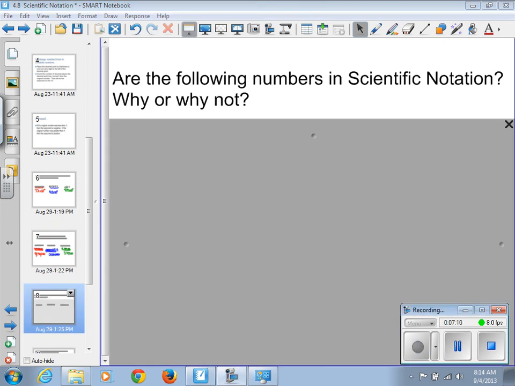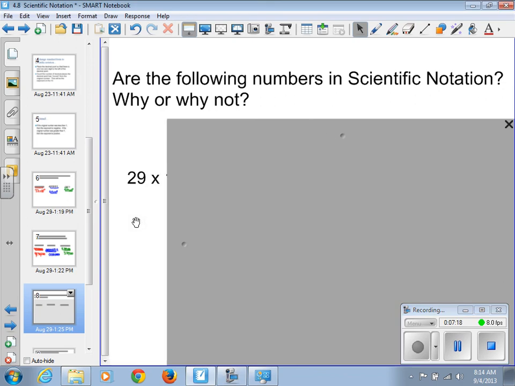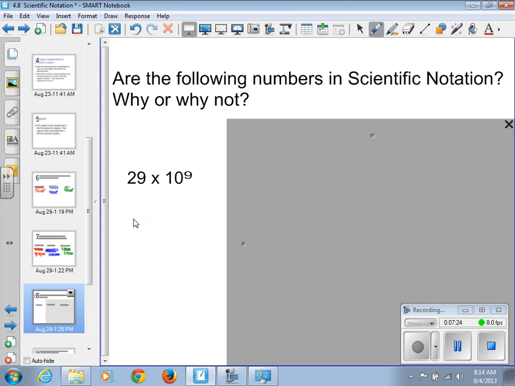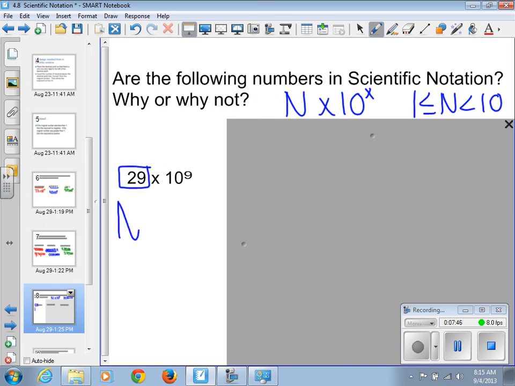This is a good time to refer back to the notes you copied down earlier regarding the proper form of scientific notation. We want to know if the following numbers are in proper scientific notation form. Remember that form we saw? N times 10 to the x, where 1 is less than or equal to n, but n is less than 10. So we look at our first number, and right off the bat, I notice that 29 is bigger than 10. Therefore, this number is not in scientific notation.